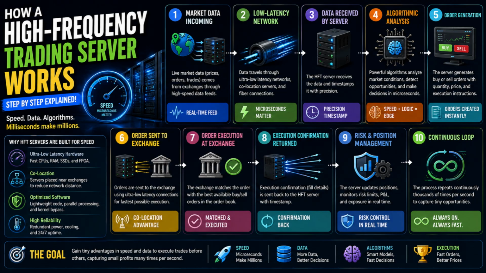Next, the exchange receives the order and tries to match it with the best available buy or sell order in the order book. If the price and quantity match, the order is executed. This process may happen in a fraction of a second. Then, the execution confirmation is sent back to the HFT server. This confirmation includes fill details, price, quantity, and timestamp. The server uses this information to update the trading position immediately.